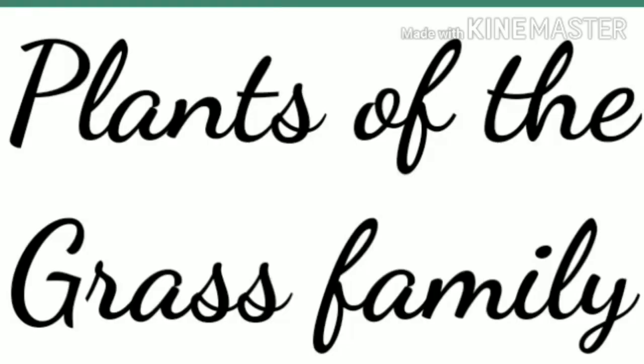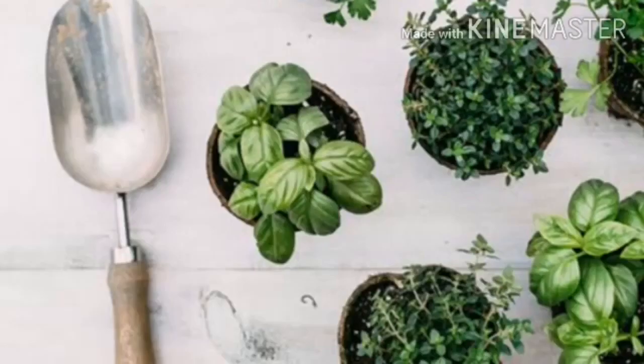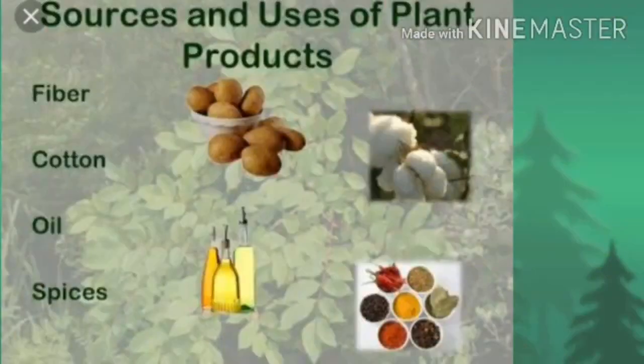And the next one is plants of the grass family. Plants gives us food, but it also useful to us in many other ways. Almost everything we use in our daily life are made from plants or their product. Tell me something that we get from plants.